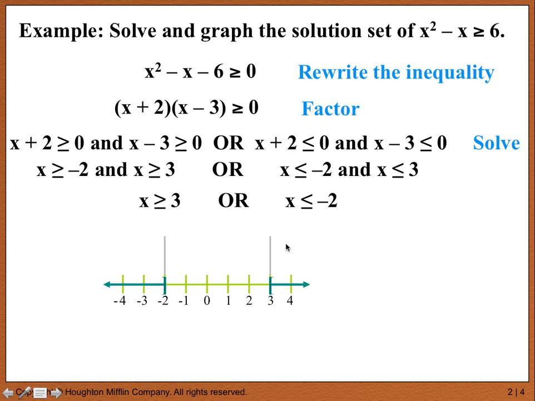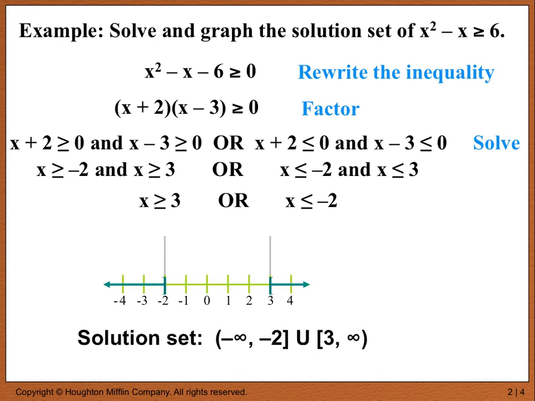Now you might be wondering, what are these gray lines doing here above the number line? For this particular example, they're not necessary, but in the next example you'll see how they're helpful. Just trying to get you warmed up a little bit. Okay, so the solution set is parentheses negative infinity, comma, negative 2, bracket, union, bracket 3, comma, positive infinity, parentheses.